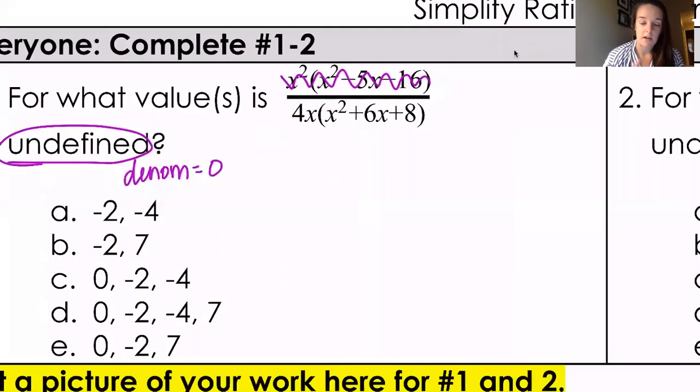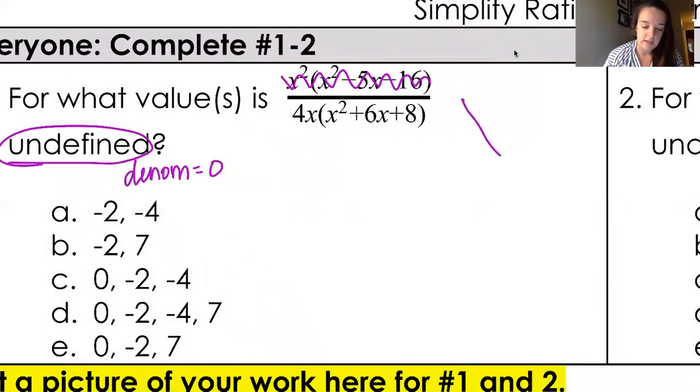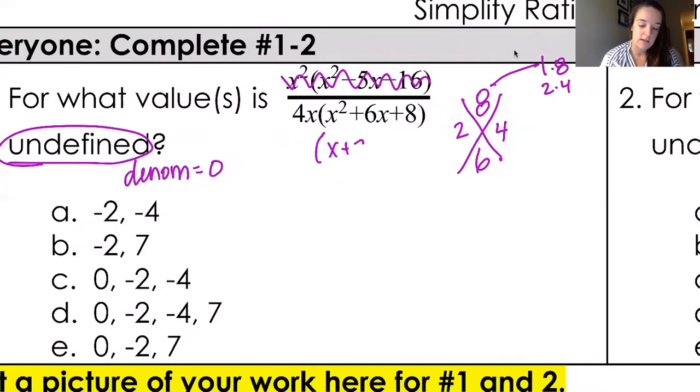So I'm going to go ahead and factor this because I see it has 3 parts. So I'm going to put what multiplies to get 8 and adds to get 6. So I know 8 is 1 times 8 or 2 times 4. Okay, so which of those would add to 6? I can see that that would be 2 and 4. So I'm going to go ahead and put x plus 2 and x plus 4 right here. And then I'm going to bring down the 4x.